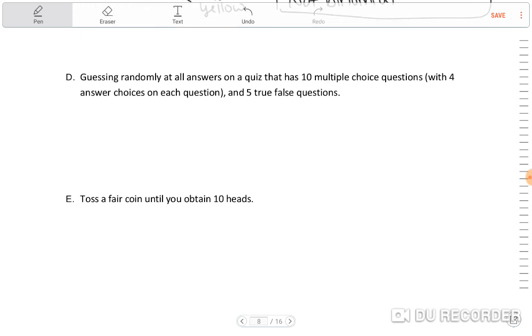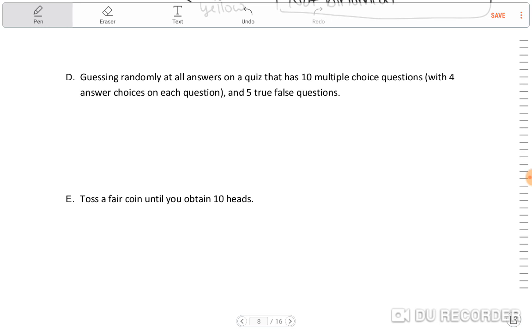Okay, D. Guessing randomly at all answers on a quiz that has 10 multiple choice questions with 4 answer choices on each question and 5 true-false questions. Okay, well, let's see here. What are we looking at? So is there a fixed number of trials? Sure, there's 10 questions, right? So yeah, trials are independent. I would say yes. The probability of success on a single trial remains constant.